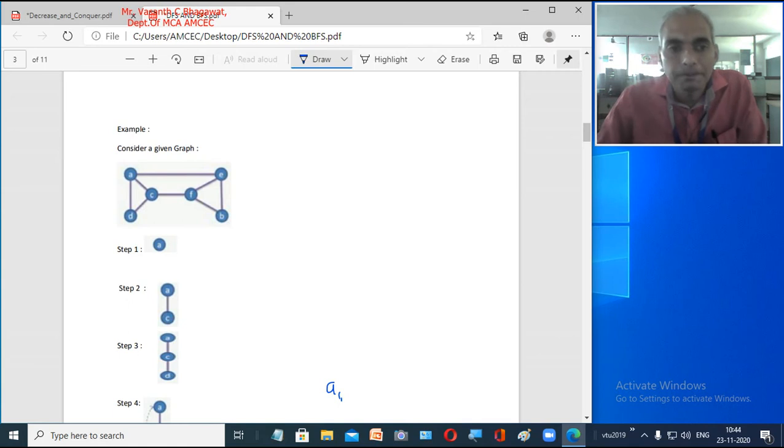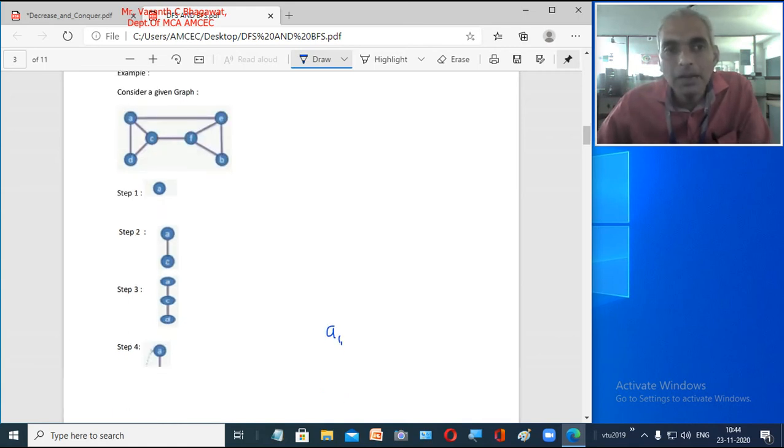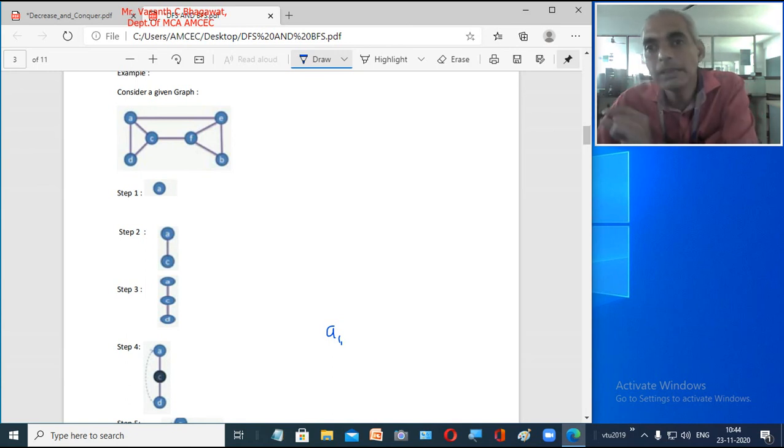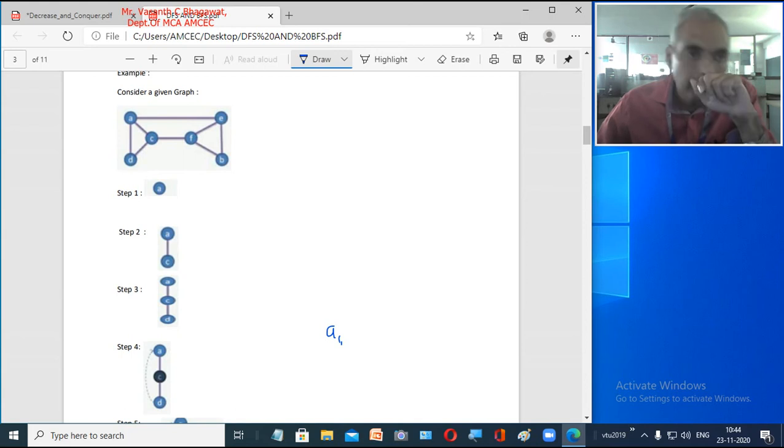Step 1: we start with an initial node A. In the examination you are supposed to write each step, one after the next, in simple English. So step 1, we start with an arbitrary vertex A, or the initial node A.